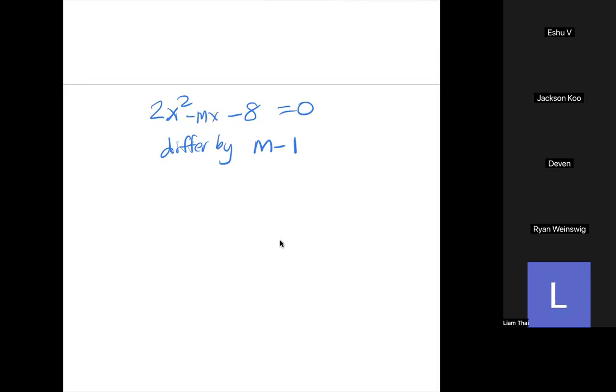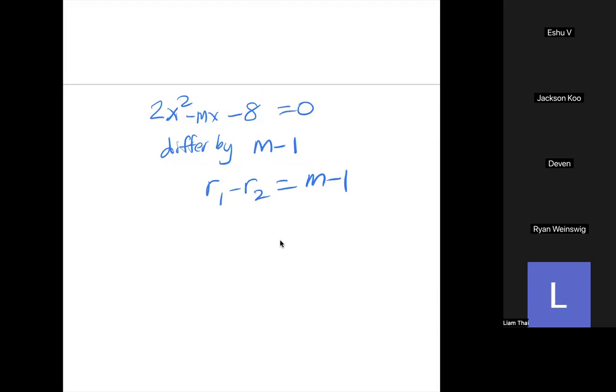Yes. Okay, so if roots differ, it means when I find the roots, r1 minus r2 is m minus 1, right? R stands for the roots. Once I find those x-intercepts, they're going to differ by m minus 1, meaning when I subtract them, I'll get m minus 1. So I need to find the roots. If m is in there, I'm not going to be factoring it. So I'm going to have to use the quadratic formula.